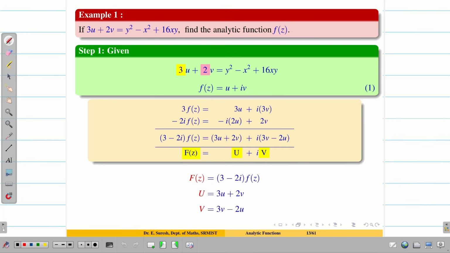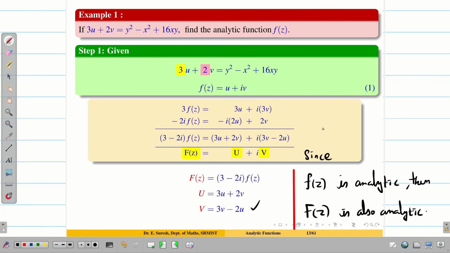Capital V is 3V minus 2U. Now we can see this 3U plus 2V is the real part of capital F of z. That is nothing but the real part of (3 minus 2i) into f of z. So we are going to assume capital U equal to 3u plus 2v, that is equal to my question, y square minus x square plus 16xy.